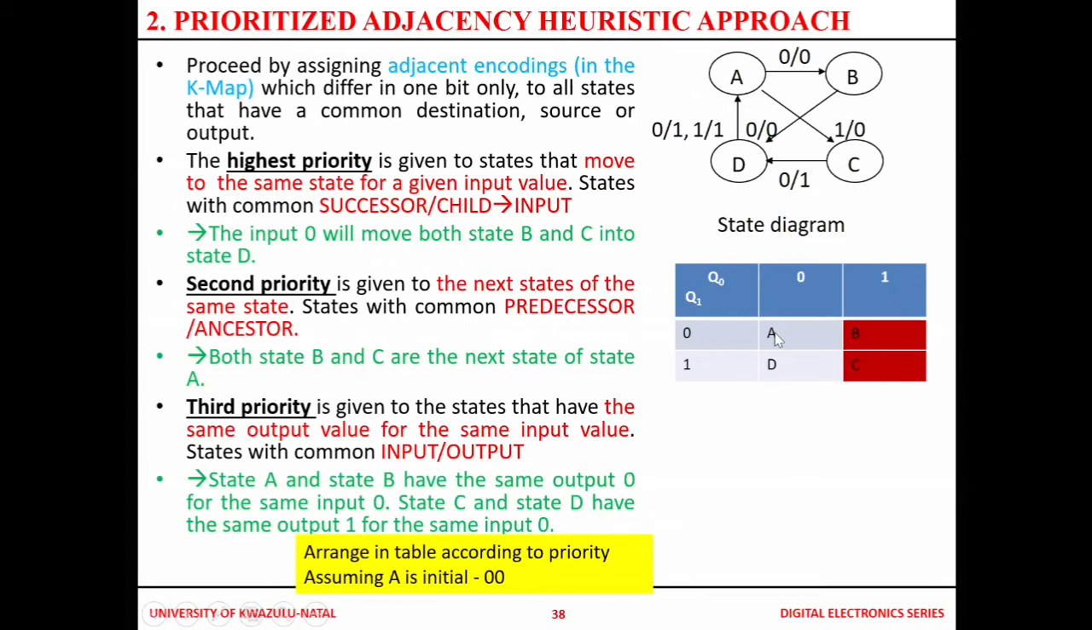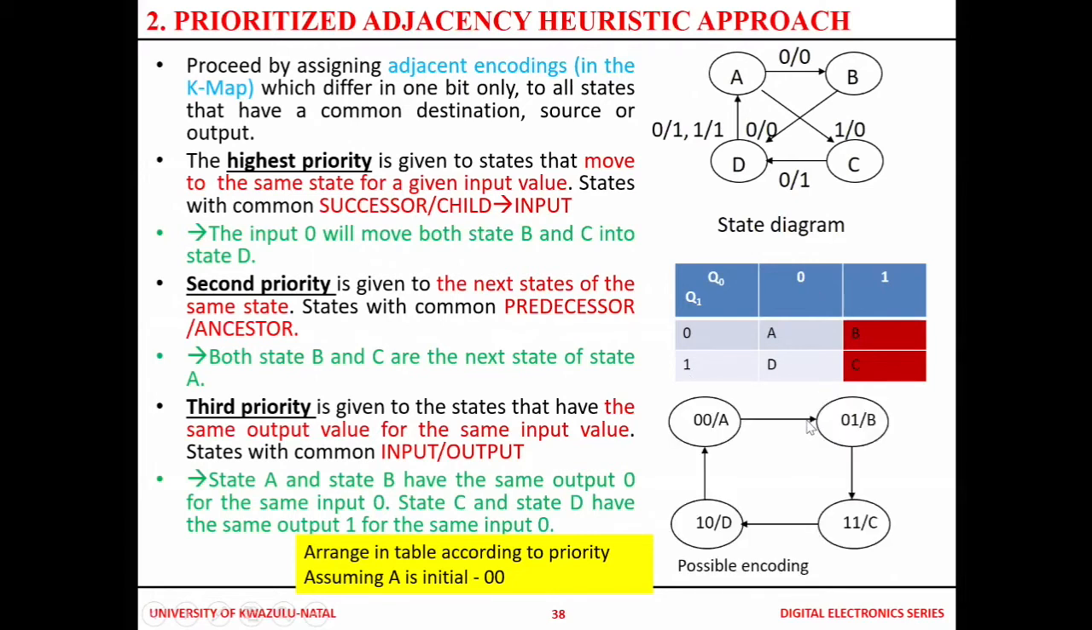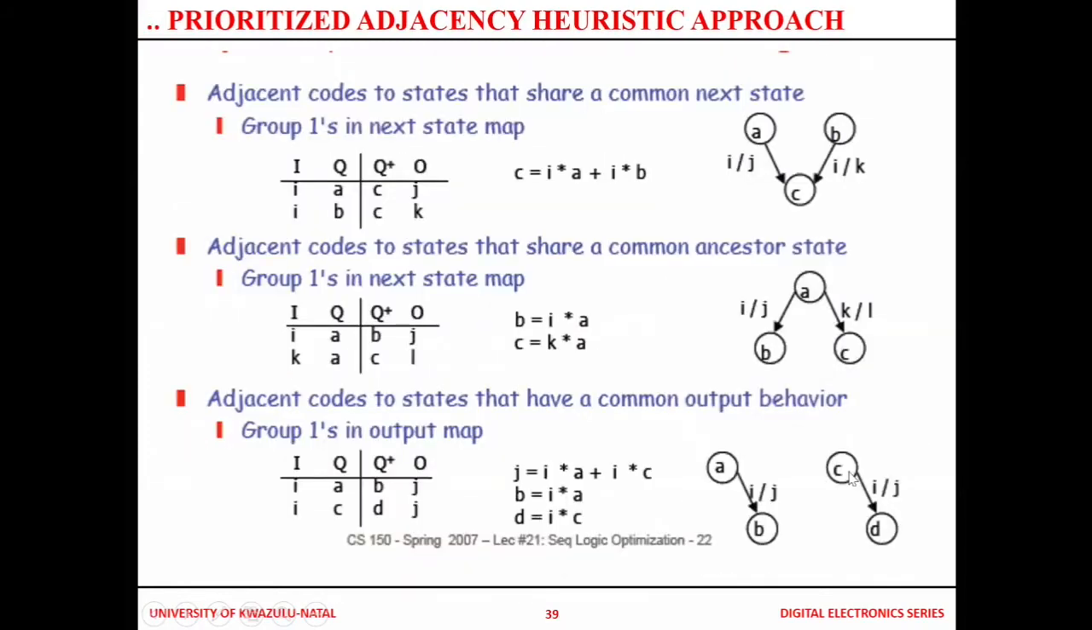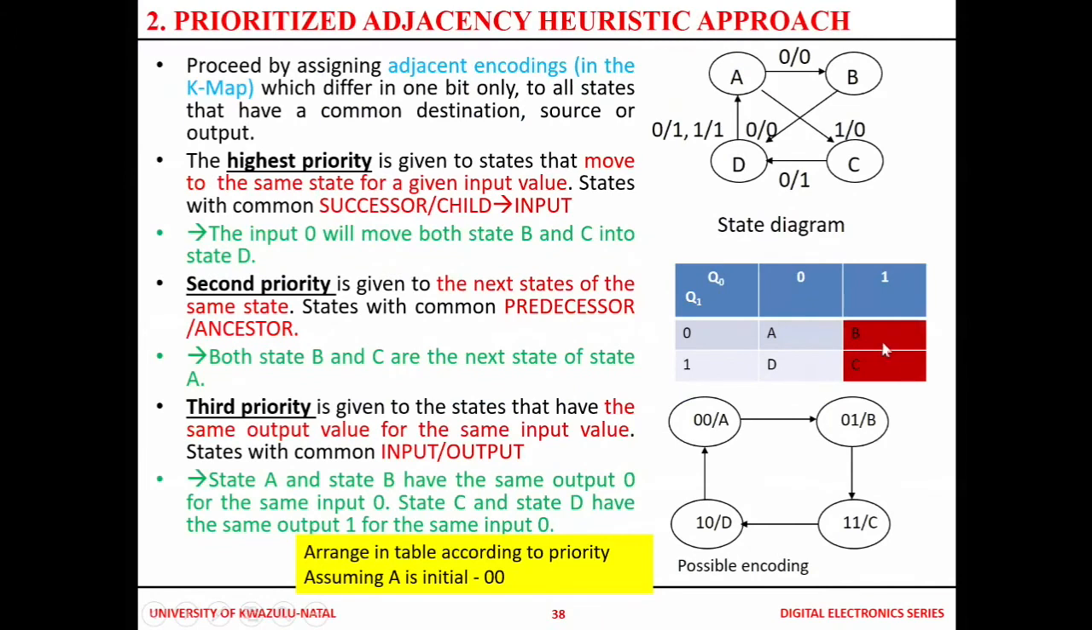If you start with A as the initial state, that is one form. By doing this, you are saying A will be given 00, B will be given 01, C will be 11, D will be 10. That is not the only way. You can put B here and C there. But as long as B is next to C, A is adjacent to B, and C is next to D, that is what that says. If you have a question, you can ask.